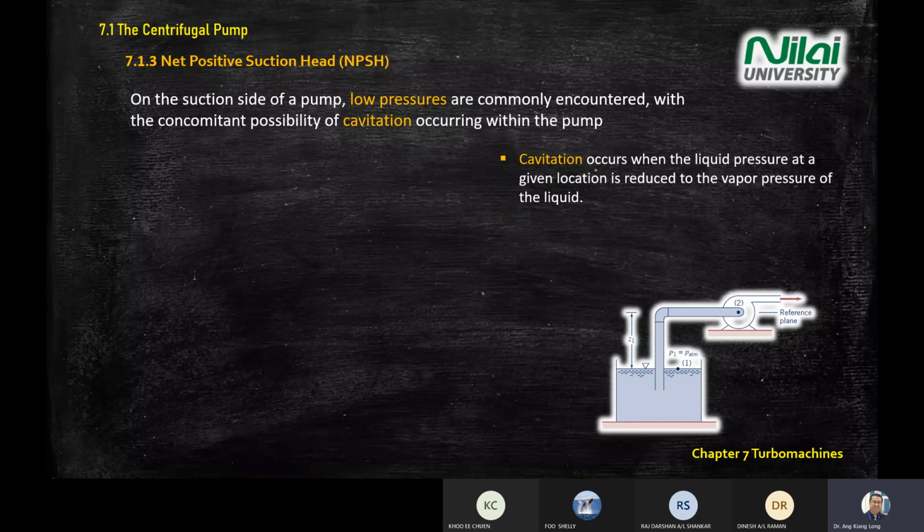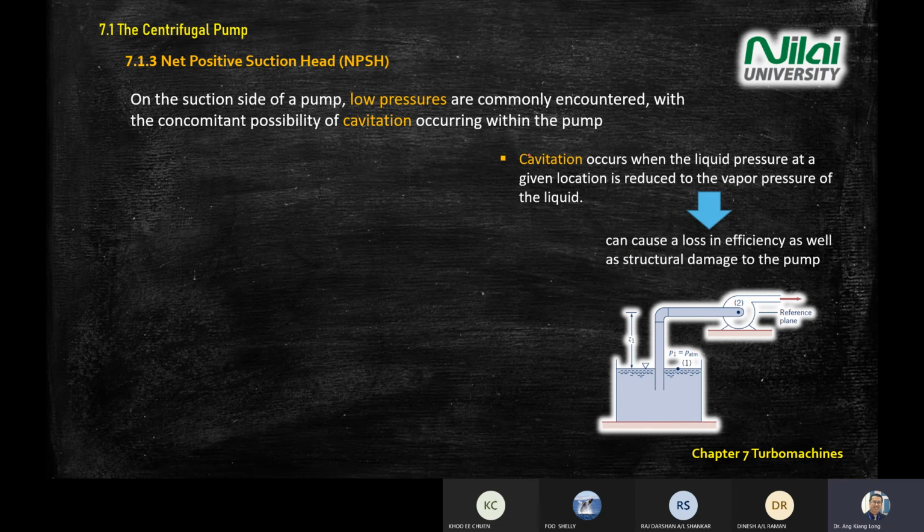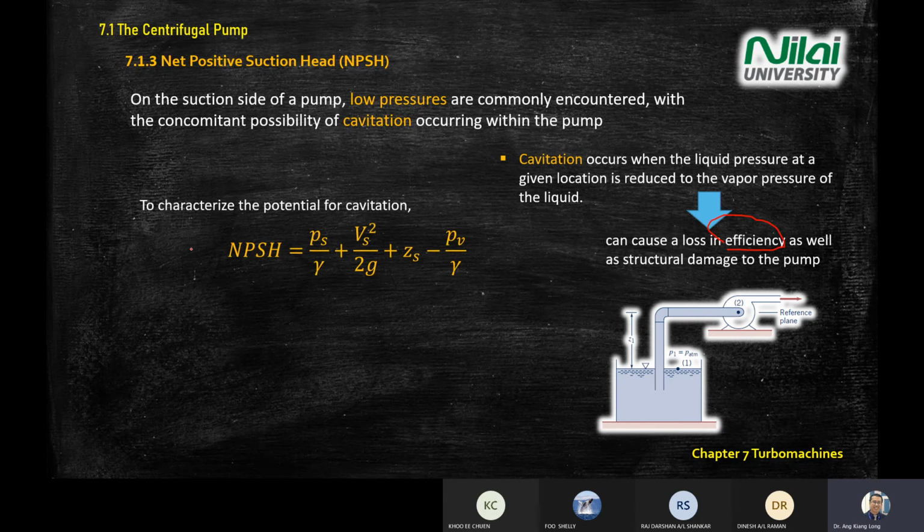Okay, so this is what happened, right? This is a phenomenon. The pressure will be a bit lower, right? And cavitation will cause efficiency loss. Given by this equation, NPSH is given by Ps divided by omega. What is s? It is the static pressure. Vs is the static velocity, squared, divided by 2g, plus Z, minus Pv divided by omega. This is the vapor pressure. This one refers to a table.